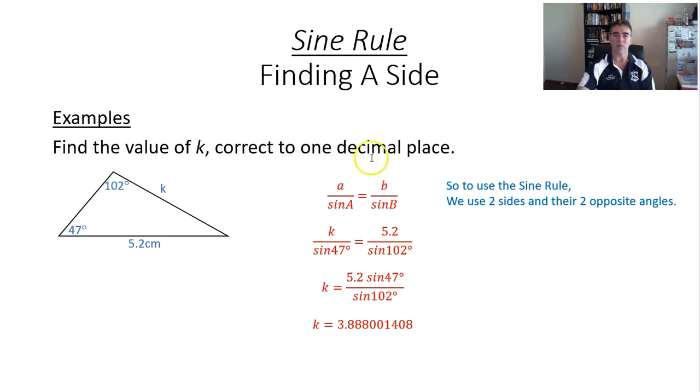But don't forget, we want it correct to one decimal place, so remember how we round those off. We have been doing those for quite a number of years now. So k is approximately equal to 3.9 centimetres. So that's how we find a side using the sine rule. And remember, this was not a right angled triangle, so we could use the sine rule there.